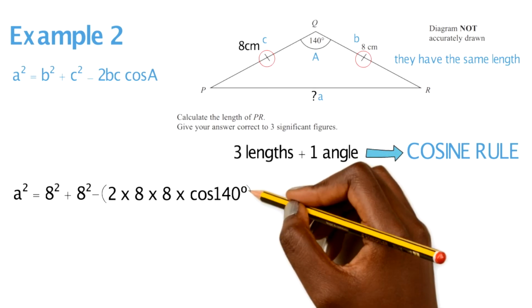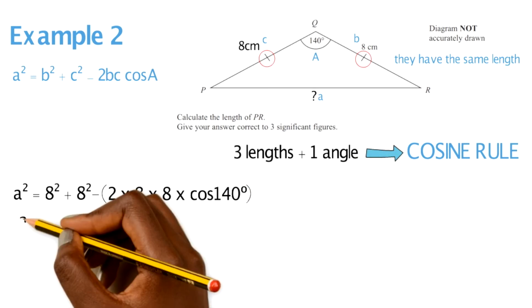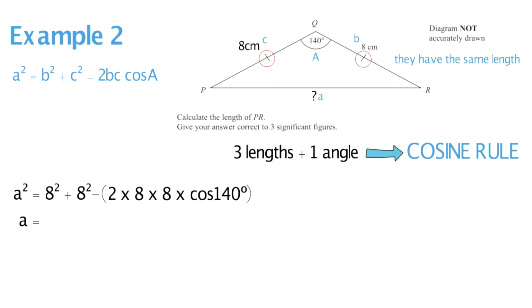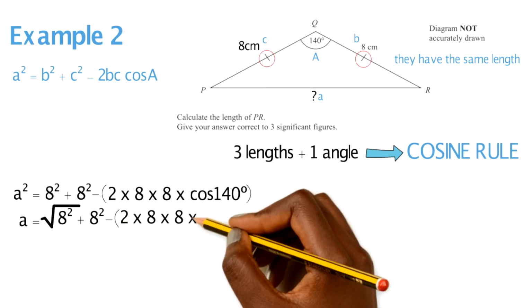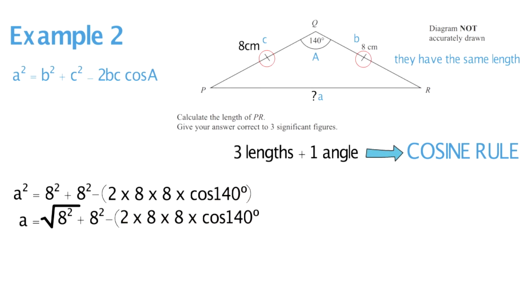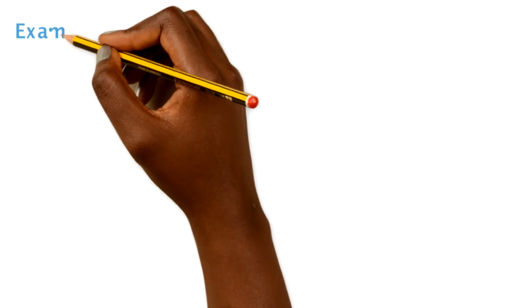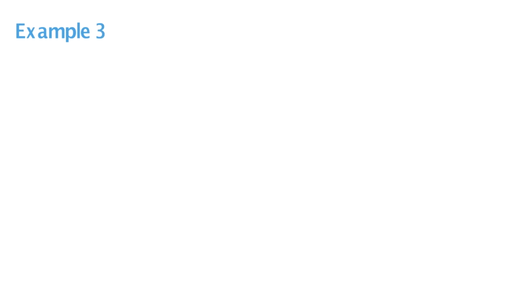and then remember we have to square root all of this to actually work out what A is. So make sure you put the square root before you put it all into your calculator. And remember the capital A is the angle. So that would leave you with an answer of 3 significant figures of A is equal to 15.0, because remember it's 3 significant figures.